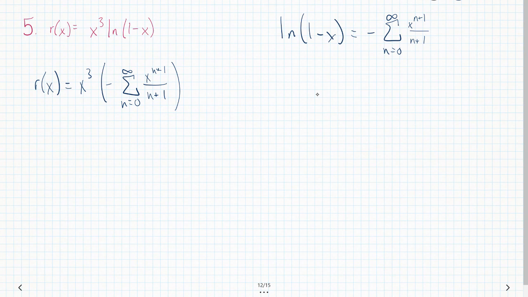Now this is just multiplication, so we can bring that x cubed on in. And so we'll have the summation n equals 0 to infinity, oh, negative symbol there. So we have x cubed times x to the n plus 1 all over n plus 1. And that thing should equal the summation n equals 0 to infinity of x to the n plus 4 now, because you add the extra 3 in there, all over n plus 1.